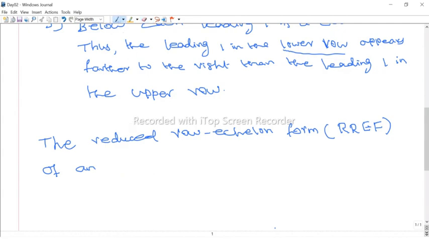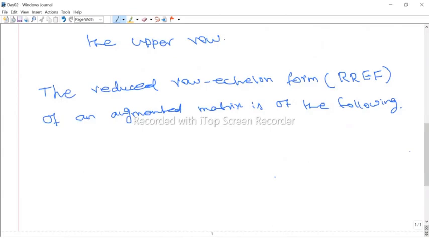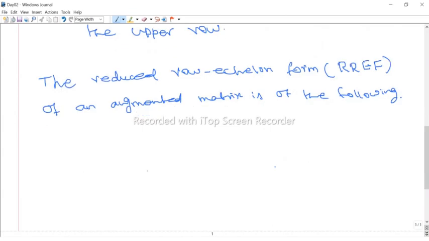Augmented matrix is of the following form. It should be row echelon form, and then above the leading entry should be zero.